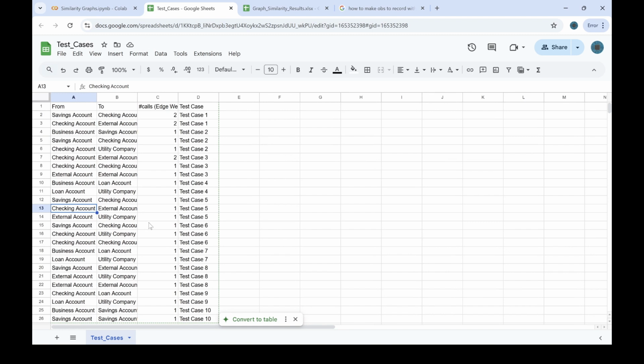To construct our dataset, we collected function logs and mapped them into directed graphs. Each edge is weighted based on how frequently the function was called. The dataset includes four key columns: source (from), target (to), number of calls, and test case here. These are the test case IDs.